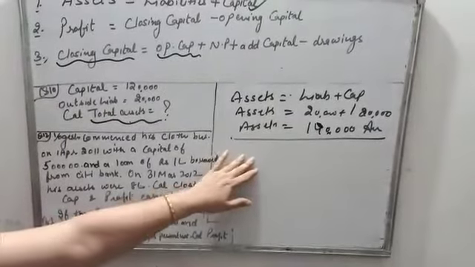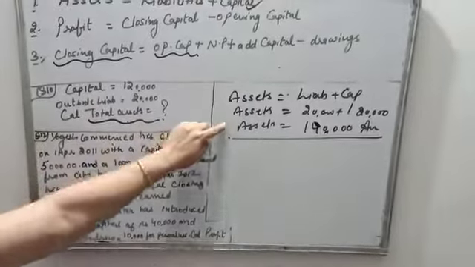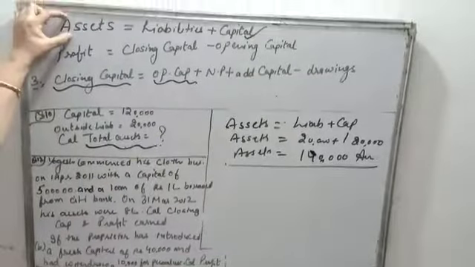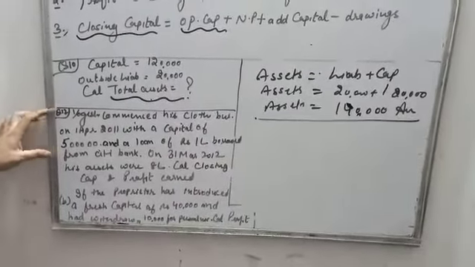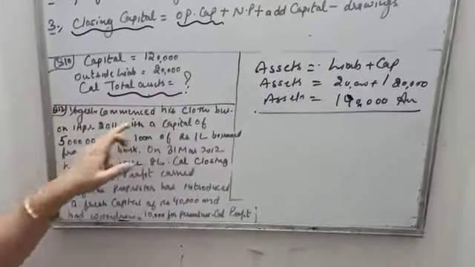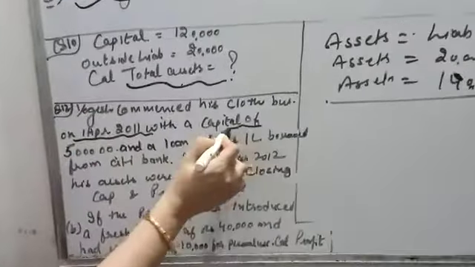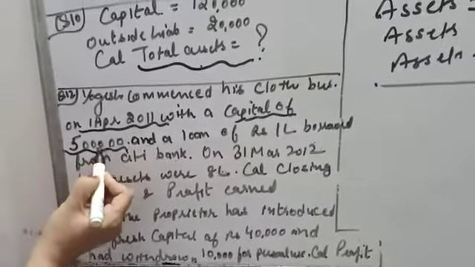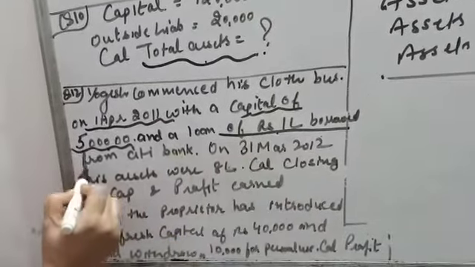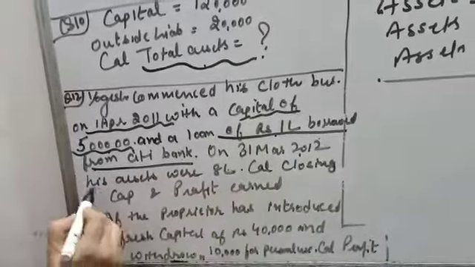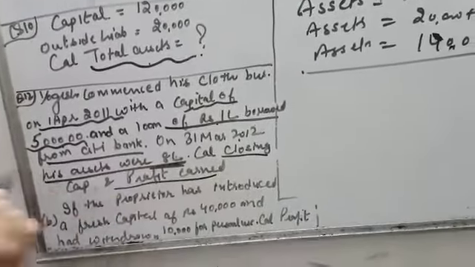These questions generally come for 1 mark. How to calculate capital, liability or assets, the same formula we are going to use. Now I have taken question number 12th. In the 12th question, it is written: Yogesh commenced his cloth business on 1st April 2011 with a capital of 5 lakh. So this is our opening capital, and a loan of 1 lakh. Loan means outside liability, from the Citibank. On 31st March, his assets were 8 lakh. Find out the closing capital and the profit earned.